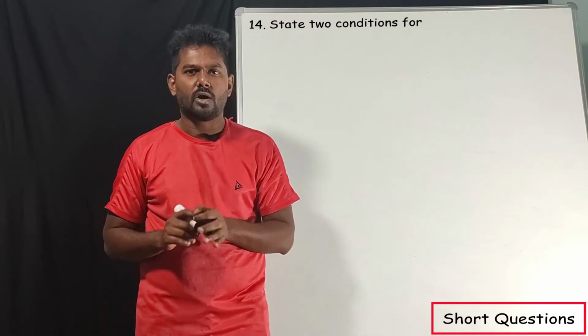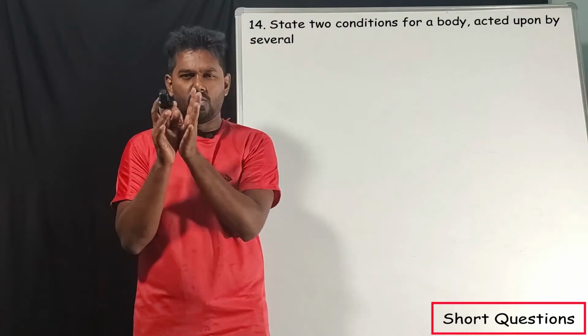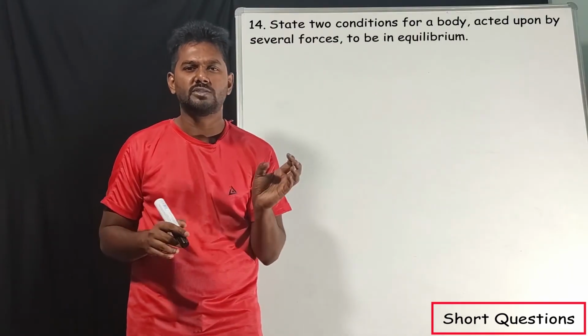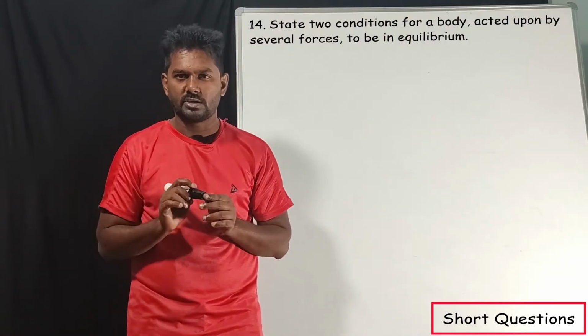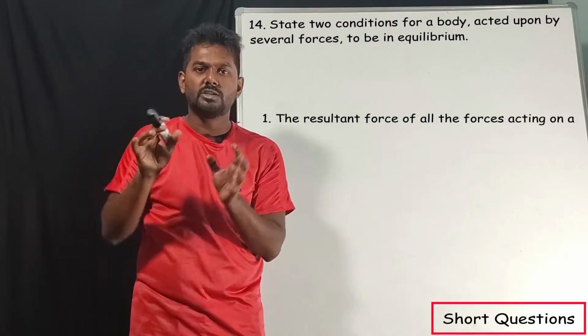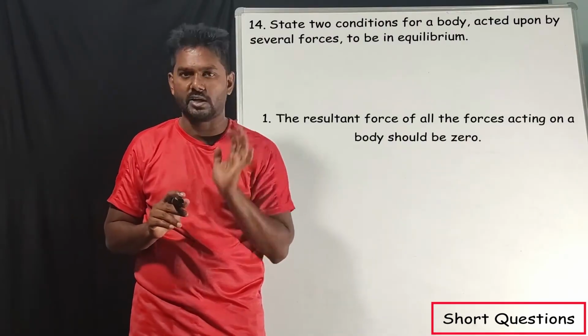State the two conditions for equilibrium. Listen, don't worry about the lengthy question, just understand the inner meaning of it. State the conditions for equilibrium. First condition, the resultant force of all the forces acting on a body should be 0. This is the first condition.